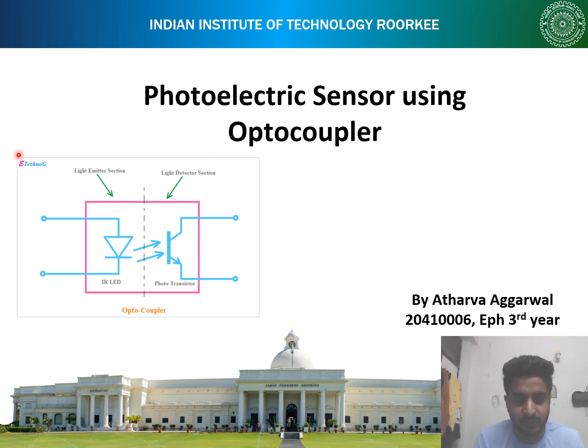So basically, as we can see on the given slide, there's a basic circuit diagram of an optocoupler where we have two sections. One is the light emitting one and one is the light detecting one. How they work and what basic principles they follow, we will see in the slides ahead.